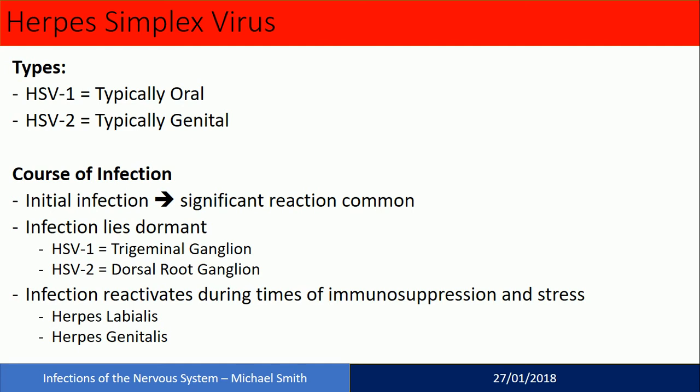When the body becomes immunosuppressed or you become stressed, then this infection can reactivate and then cause further swelling and blisters in the area. And this is what's commonly thought of as either herpes labialis, which is around the mouth, or herpes genitalis, which is genital herpes.